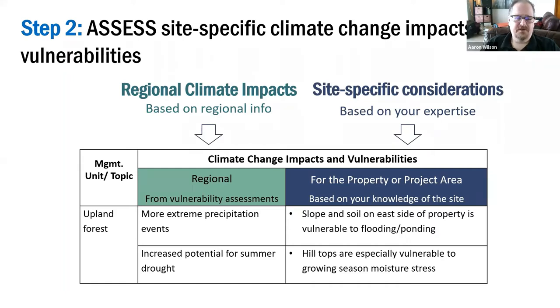Another one could be increased potential for summer drought. So if you were able to watch the video or look at some of the impacts, we see a strengthening of the overall hydrologic system, an increase in precip, but also perhaps an intensification of drought during these dry periods. So for an upland forest, the site-specific application could be hilltops, right? Being especially vulnerable to growing season moisture stress.